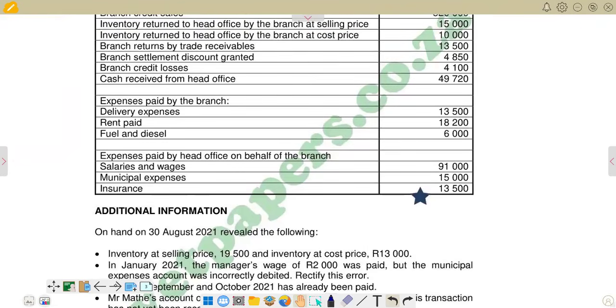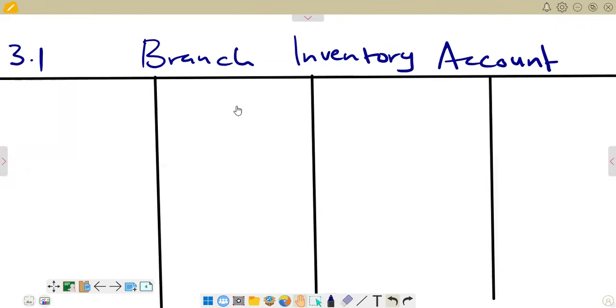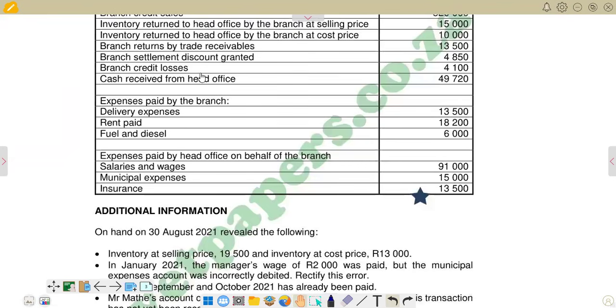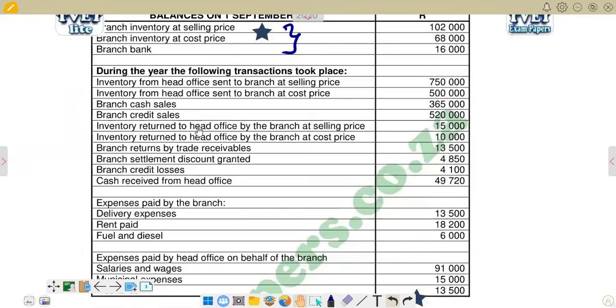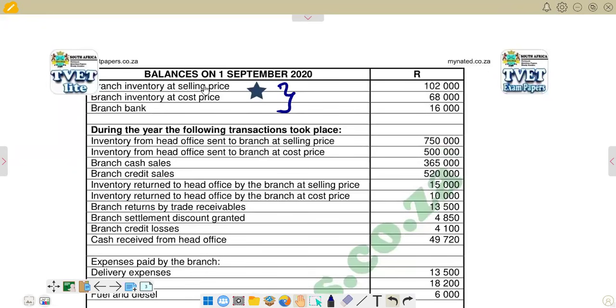Then on the other section, we have our already prepared accounts. We're going to start with the branch inventory account, and the other accounts are going to follow. This is 3.1. So we are going to go to the opening balances that we are given in the question that we are going to put there. So the balance on 1 September 2020 are the opening balances that we have there. So basically this is the opening balance.